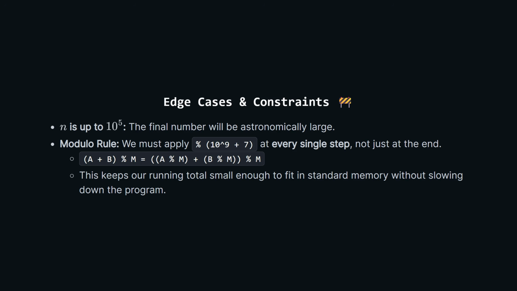A critical thing to keep in mind is the modulo requirement. Because we might count all the way up to 100,000, our final number is going to be incredibly huge. If we wait until the very end to apply the modulo, standard languages will overflow, or in Python, it will just take way too much time to process massive integers. The trick is to apply the modulo at every single step of our loop. This keeps our running total small and fast, while perfectly preserving the mathematical result.